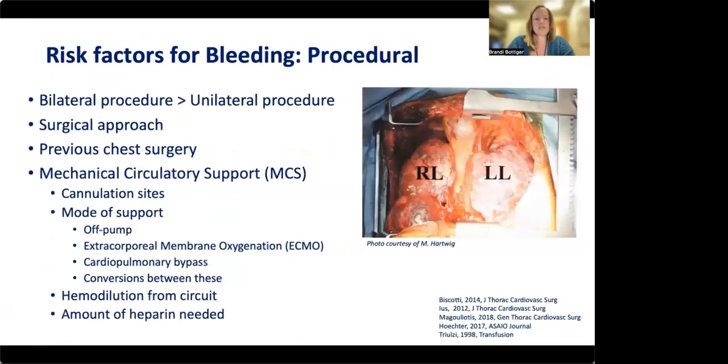What are the risk factors for bleeding from a procedural standpoint? It includes having more surgery, so a bilateral surgery over a unilateral procedure. The approach also seems to matter, where published descriptions of minimally invasive approaches show less bleeding than a maximally invasive approach, like the clamshell incision shown on the right. The previous chest surgery we talked about, but if you're re-entering damaged territory or even where there's previous cardiac surgery, it can be a precarious situation.